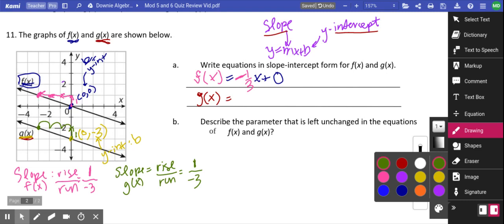So let's use these two pieces of information that we found for g of x to write our equation. We know that g of x equals my slope. We found my slope of g of x to be a negative 1/3, and we found that our b value was a negative 3. So I can either write this as plus a negative 3, or if you want to simplify this, we would say g of x equals a negative 1/3 x minus 3.